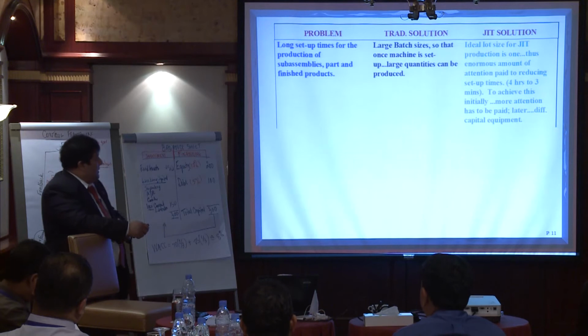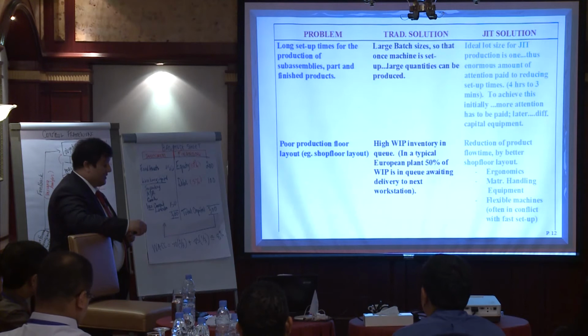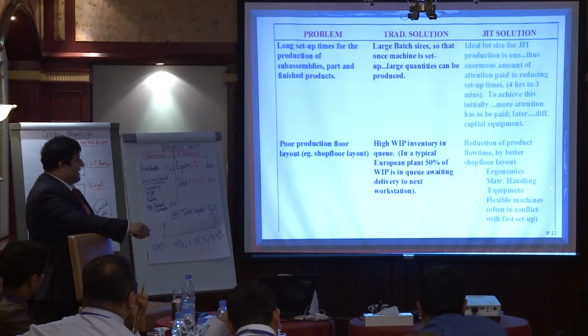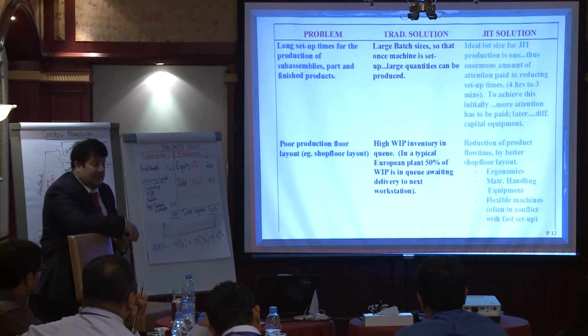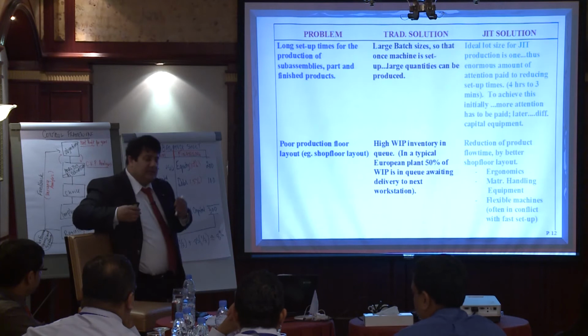Okay, then lastly, poor production layout. High working process inventory in queue. A typical European plant, even today, has 50% of working process in queue awaiting delivery to the next workstation. And that's a huge figure. It has improved a little bit, but not much. But what the JIT solution is, is far better shop floor layout, ergonomics, material handling, and flexible machines. Okay, so you can see that Tenneco example, the old factory, very large amount of working process, the new factory in China, able to do it much faster. Okay, you can see, same problem, different solution.